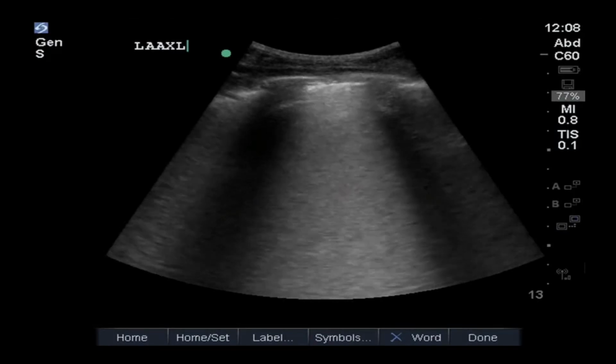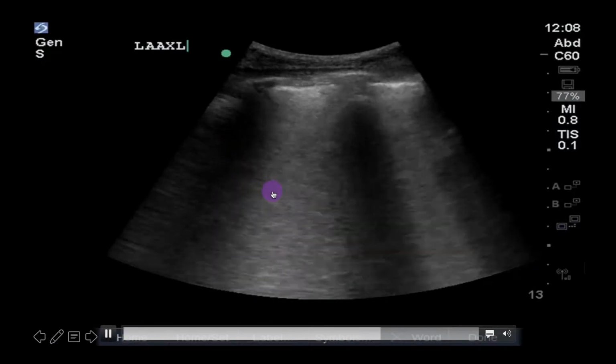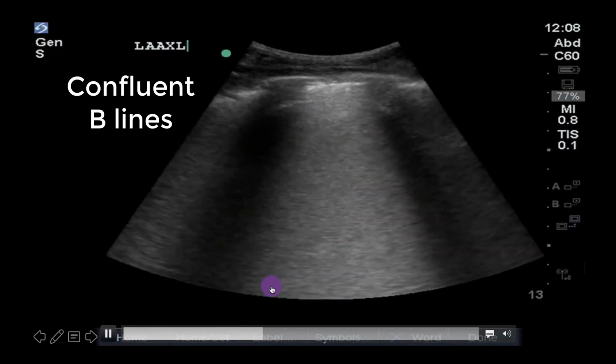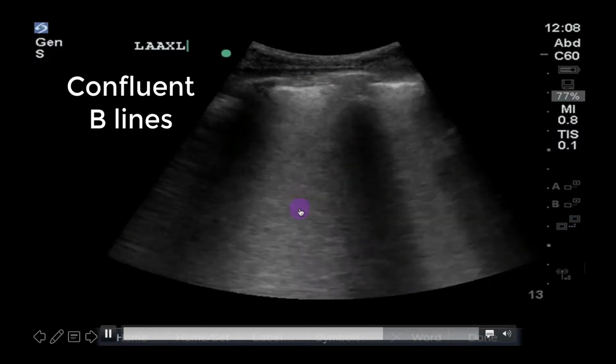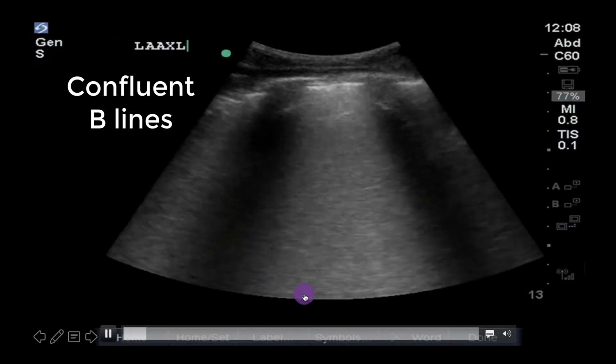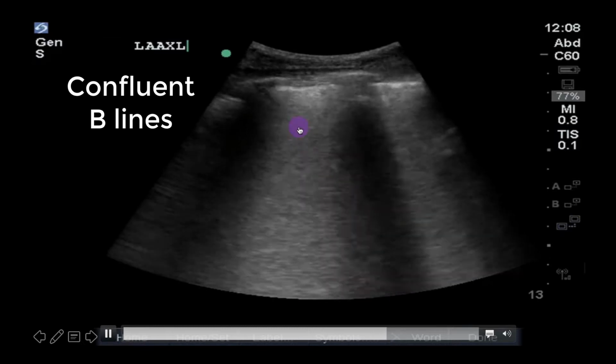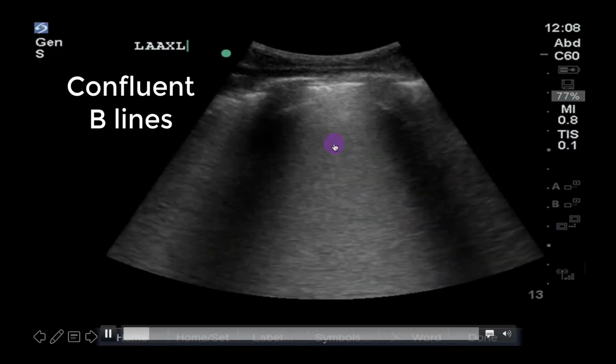When B lines become very numerous, they can become confluent, as they are here, and look almost as if a flashlight was shining from the pleura to the far field. We know these are confluent B lines and not normal lung, given the absence of A lines.